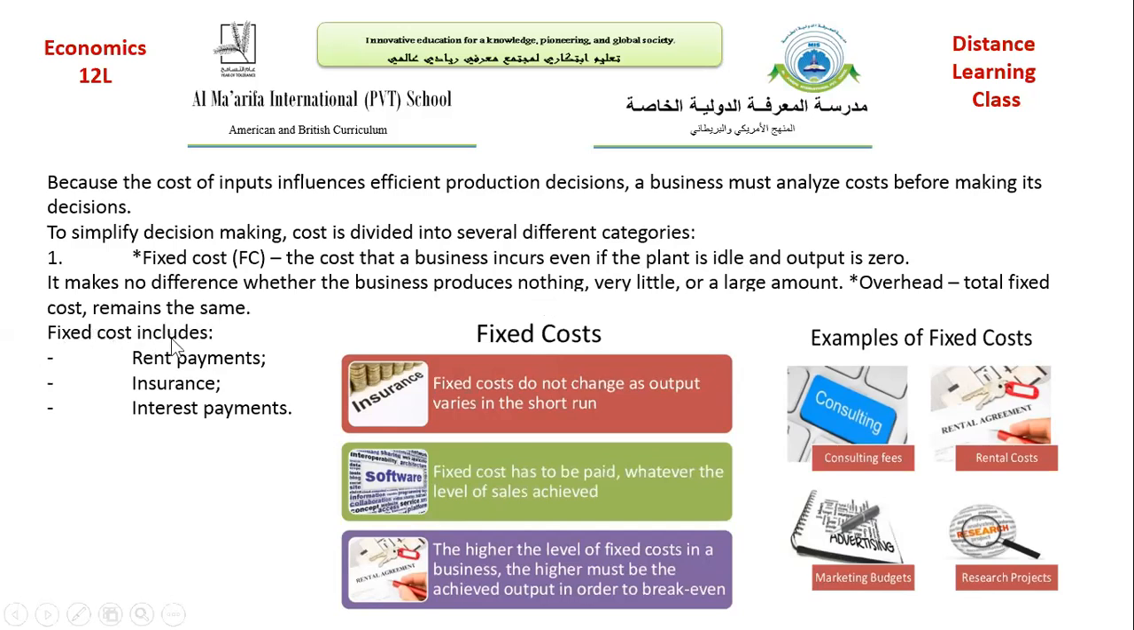Fixed cost includes rent payments, insurance, interest payments. As you can see from the images here, we have some description and examples of fixed costs. Fixed costs do not change as output varies in the short run. Fixed cost has to be paid, whatever the level of sales achieved. The higher the level of fixed cost in a business, the higher the output that must be achieved in order to break even. Examples of fixed cost: consulting fees, rental cost, marketing budget, research projects.